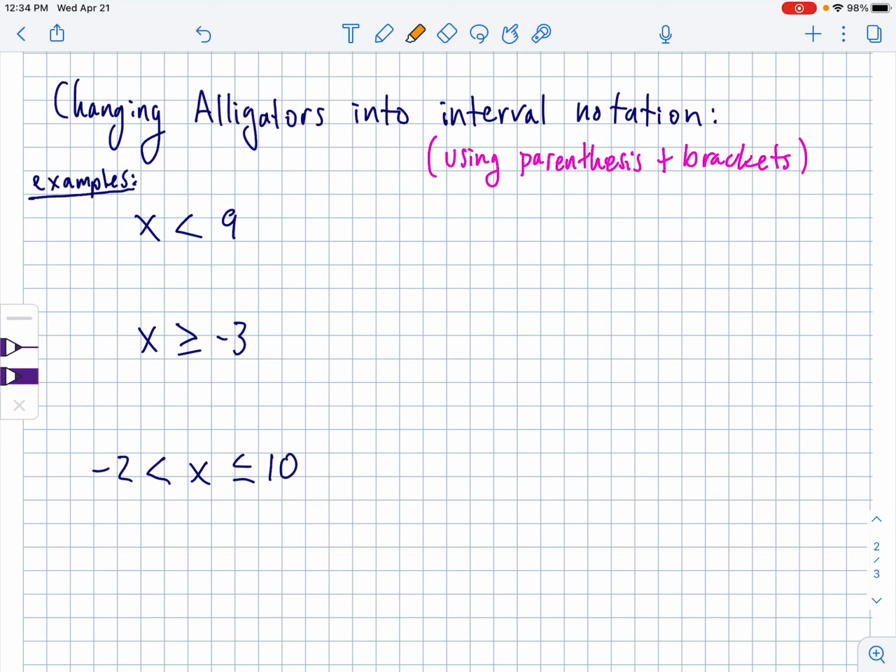So x less than 9. That means all the numbers that are less than 9 all the way down to negative infinity. So this one, as interval notation, is negative infinity all the way up to 9, but it does not include 9. So I'm going to do a parenthesis on it. So make a note that this does not include 9.